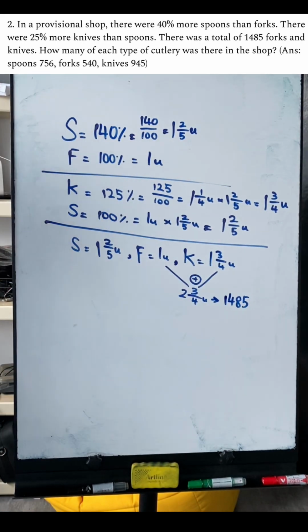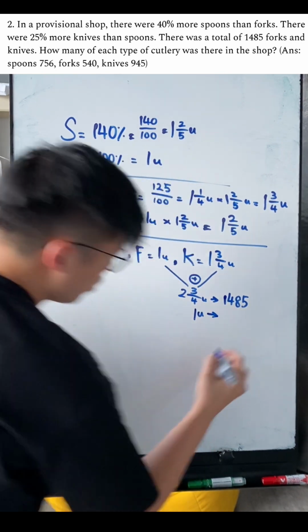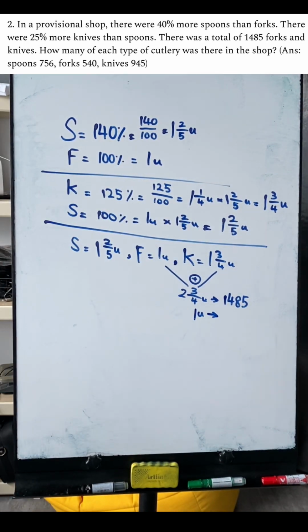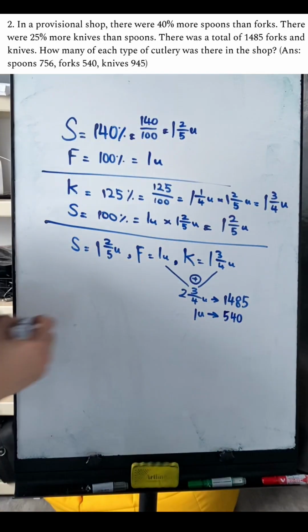Now, whenever I come to this point in time, what am I supposed to do? Find Mr. Green Man. So we know that 1 unit, so we are going to find 1 unit. Agree so far? Yeah. Alright, how to find 1 unit? Very simple. We always just do 1,485 divided by 2 3 over 4, and we get our answer of 540 as my Mr. Green Man. Am I making sense to you?